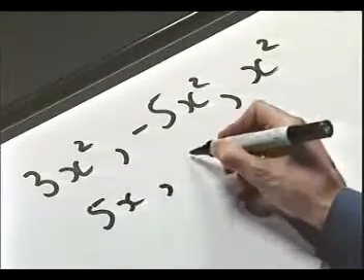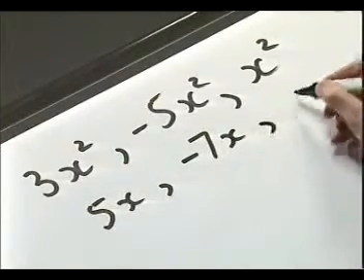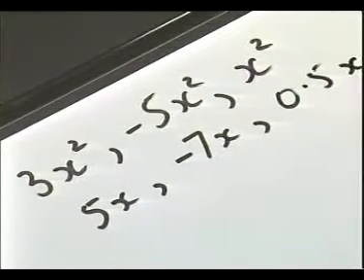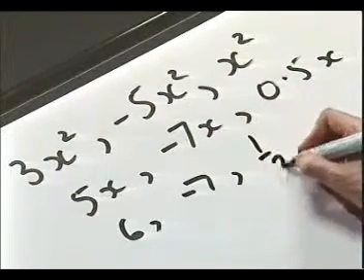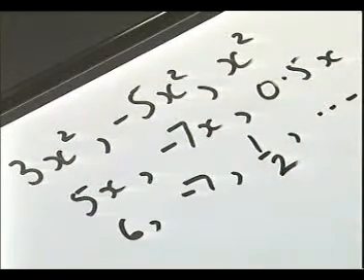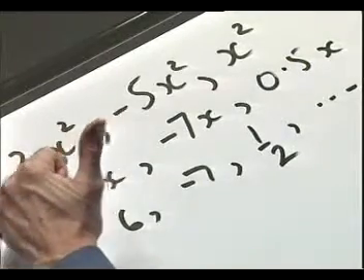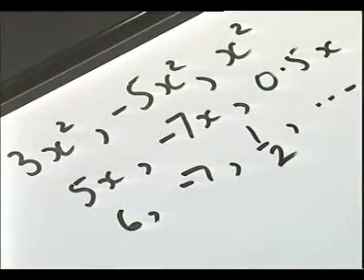The equation can also have terms in x, so it might have a term 5x, or perhaps minus 7x, or perhaps 0.5x. It can also have constant terms, just numbers, so perhaps 6, minus 7, a half, etc. It can't have any other terms in it. It can't have any higher powers of x in it, so it can't have x cubed in it. It can't have things like 1 over x in it.